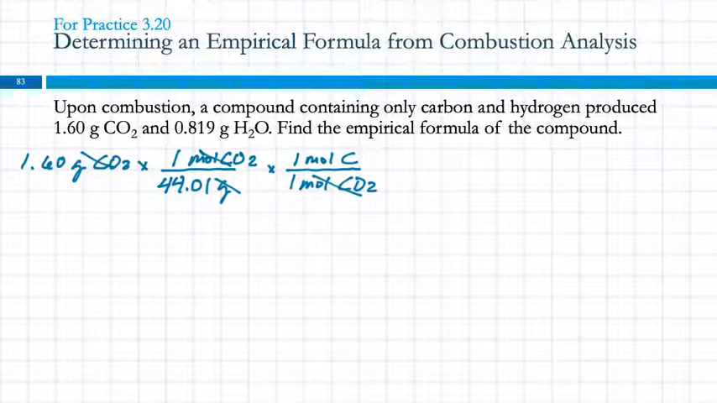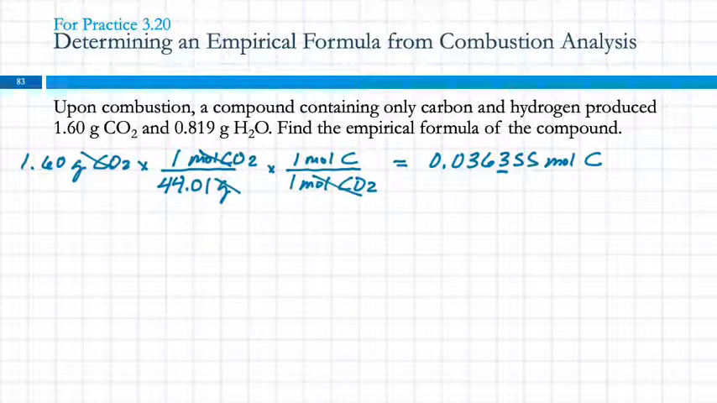So this is what we want. We want moles of the elements. So 1.6 divided by 44.01 times 1. So this is 0.036355 moles of carbon. Again, don't round too much. Always better to use too many digits.